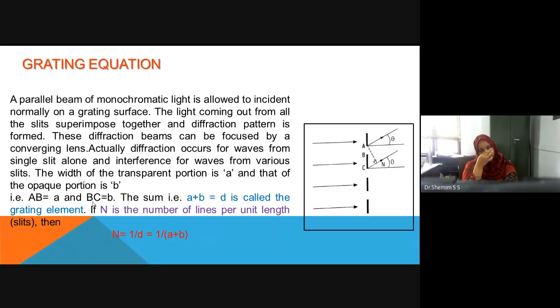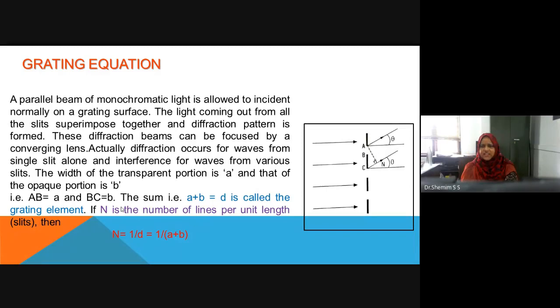All gratings will be different. So for a particular grating, we have a quantity known as the grating element, usually represented as small d, which is equal to the sum of the transparent portion and the opaque portion. With a transparent portion of width small a and an opaque portion of width small b, a plus b is equal to d, which represents the grating element of the grating.